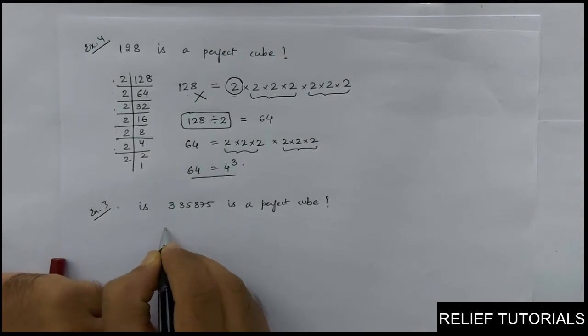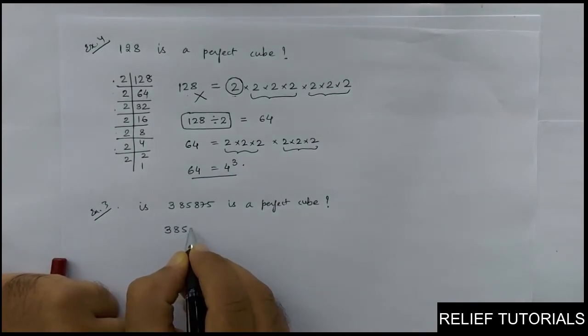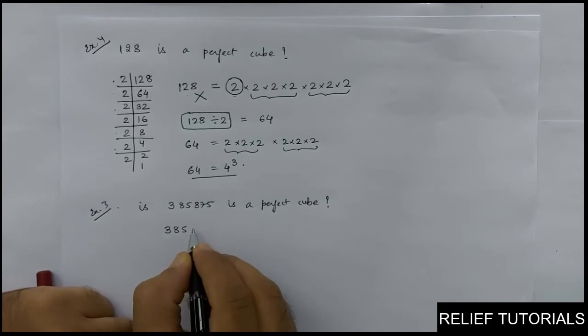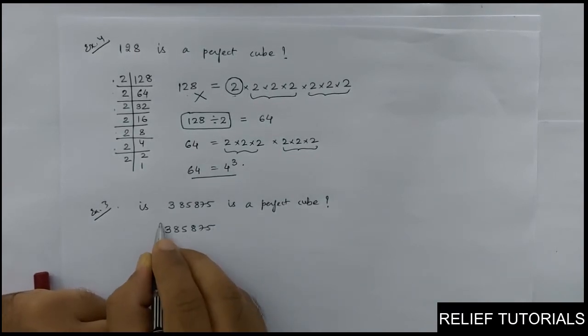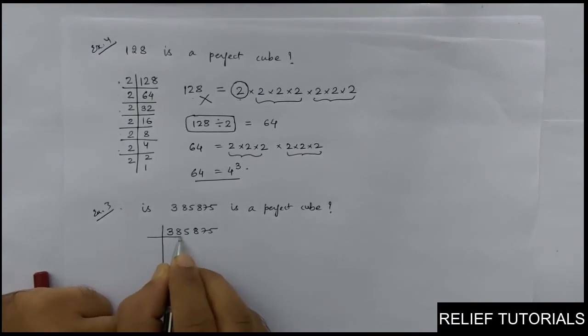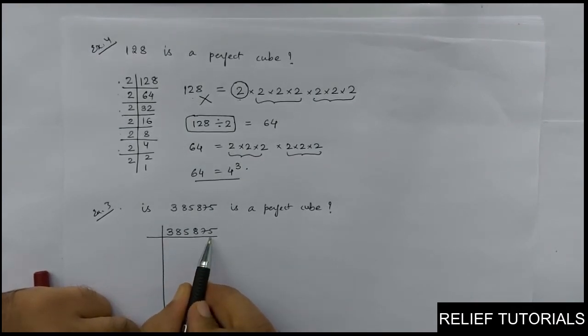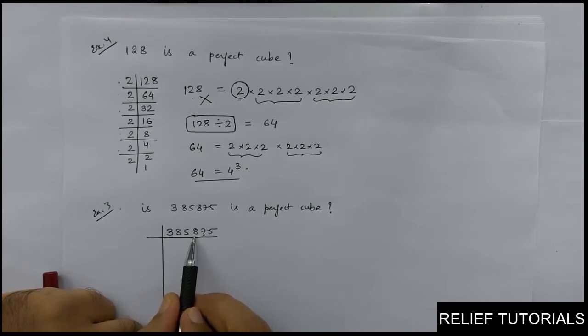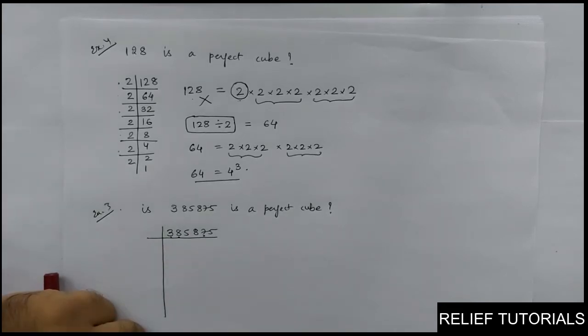First of all, let us do the prime factorization of 385,875. Let us check whether it is divisible. See, it will not be divided by 2. Let us see whether it is divisible by 3 or not. 7 plus 5, 12. 12 plus 8, 20. 20 plus 5, 25. 25 plus 8, 33, and 33 plus 3, 36. So 36 is a number which can be divided by 3. So this whole number can be divided by 3.